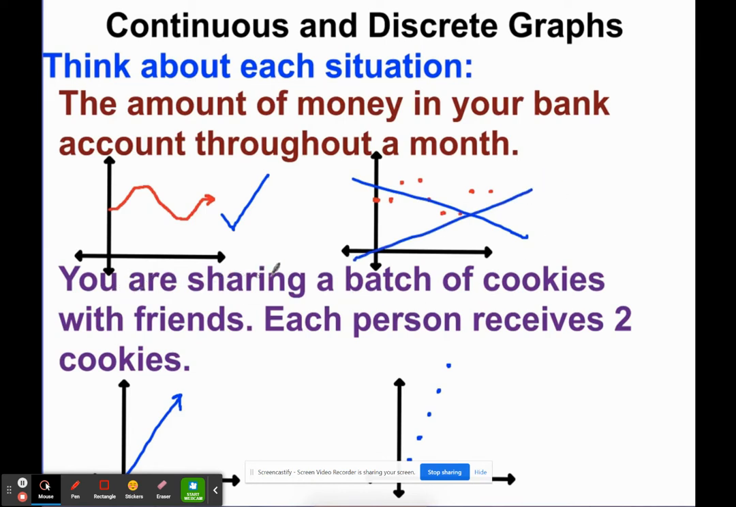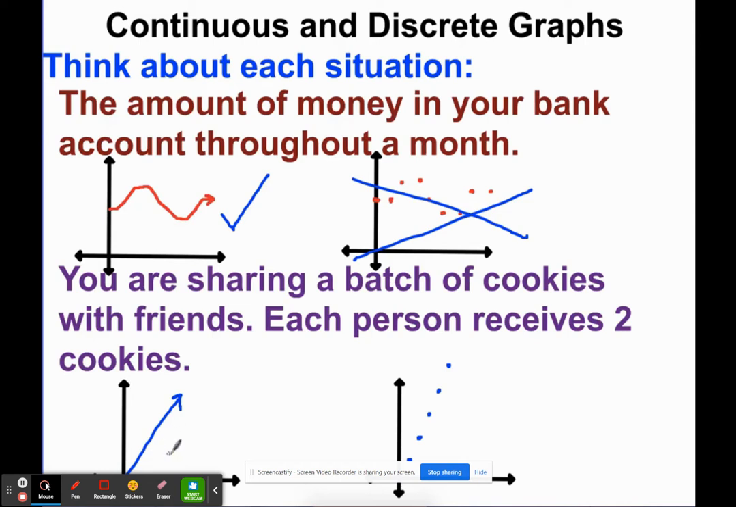Next scenario, you are sharing a batch of cookies with friends. Each person receives 2 cookies. So here's a continuous version of this, and here's a discrete version of this. So if each person receives 2 cookies, would it make sense to have a line showing all the data points, or to just have points here for this one? Well, for this one, each person gets 2. So if there's 1 person, they get 2 cookies. If there's 2 people, they get 4. If there's 3 people, there's 6 total. Okay, so those are the total number of cookies.